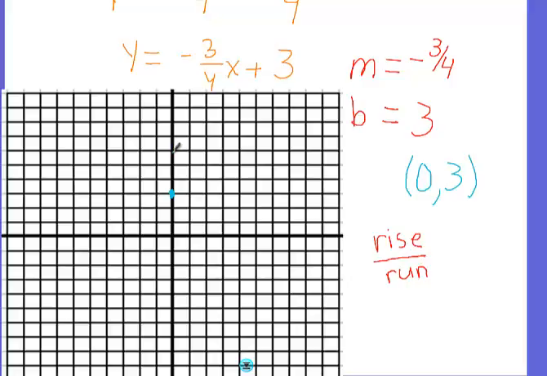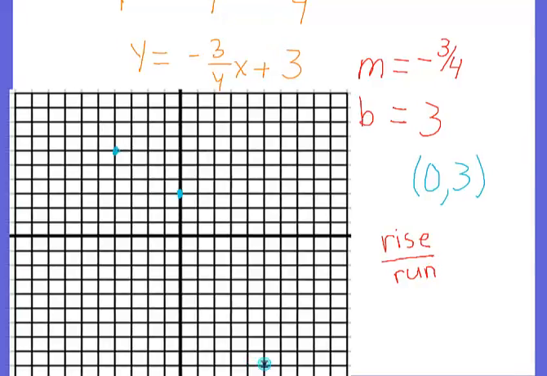Okay, then the run, we can either run left if it's negative, or we can run right if it's positive. Since we're going to have a 4, we're going to be moving either left 4 or right 4 from this point right here. Since it's negative, we're going to be running to the left. So you run 1, 2, 3, 4. Those are our 2 points. And we can now plot a line.